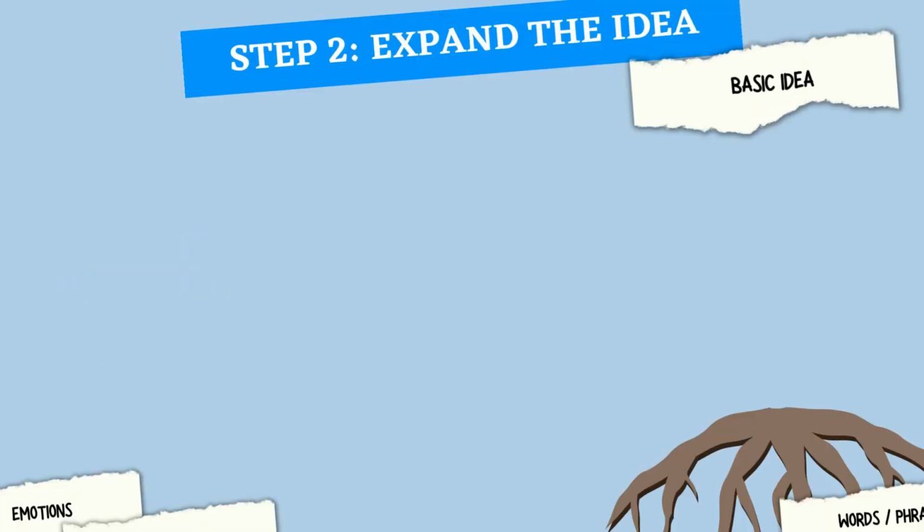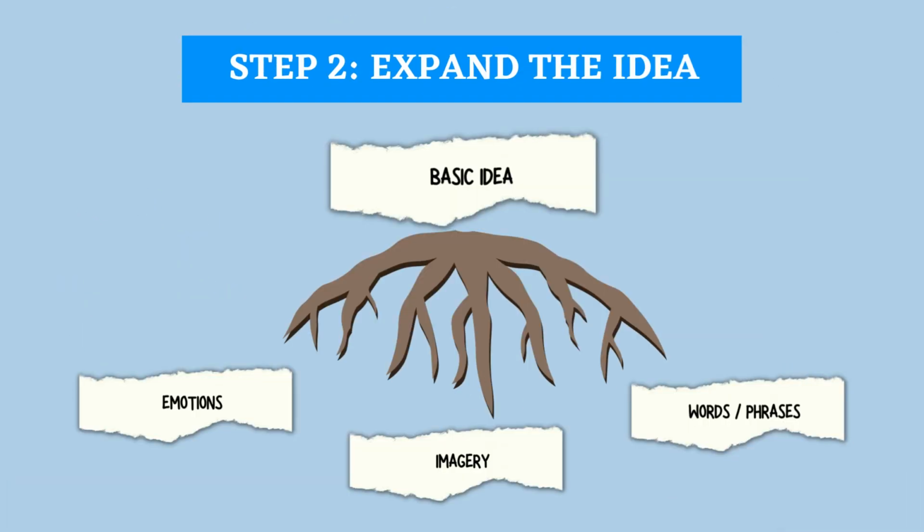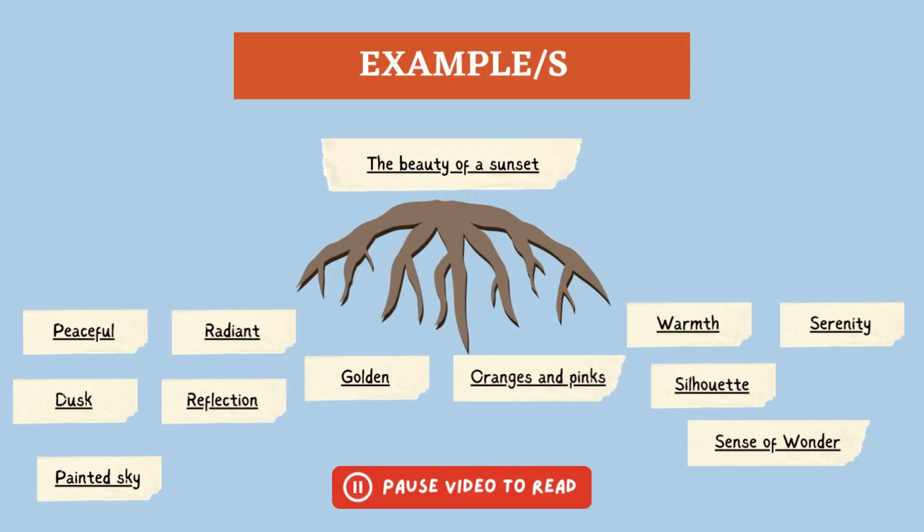Step 2. Expand the idea. Take your chosen idea and expand on it, exploring different aspects, emotions, or imagery associated with it. This step could be done in the form of a mind map, or even a bullet point list of words or phrases you plan on using. For example, if our chosen idea was the beauty of a sunset, then you might think of these words or phrases.